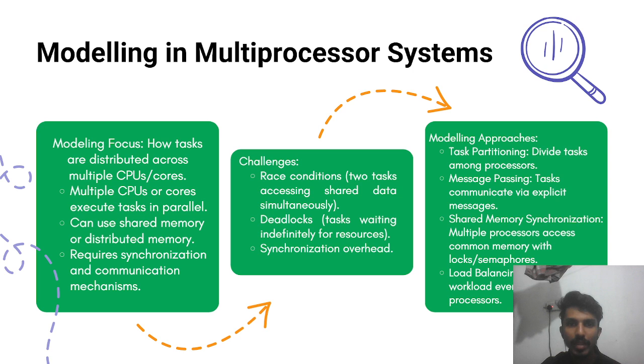So there are some key challenges that we face when we model multiprocessor systems. These are race conditions, deadlocks, and synchronization overhead. Race conditions means two tasks accessing the same resources simultaneously, so it creates a problem. And deadlock means one task is waiting for a resource which is currently held by another task or process. So these are the challenges that we face when we model our embedded systems for multiprocessor systems.